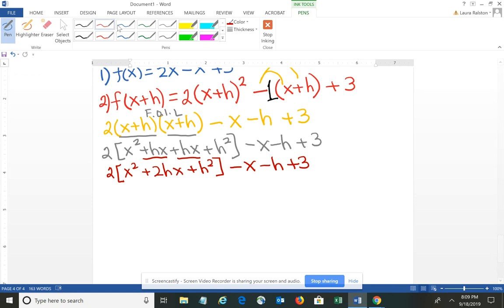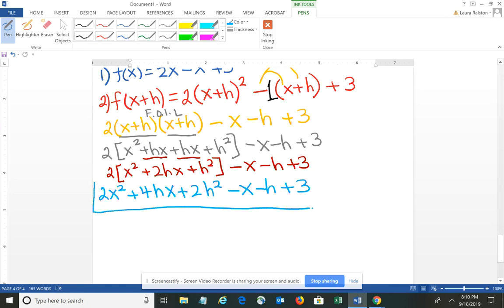All right. Then I need to distribute the 2. So I have 2x squared plus 4hx plus 2h squared minus x minus h plus 3. And if there's anything that you can combine there, you need to combine it together, but I don't believe there is anything. So this represents f of x plus h.